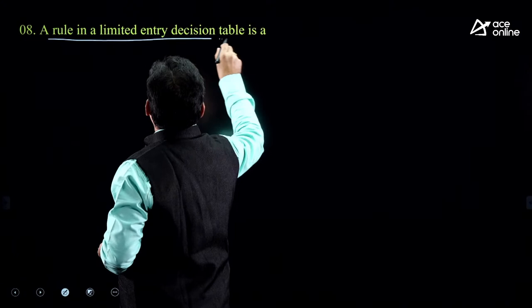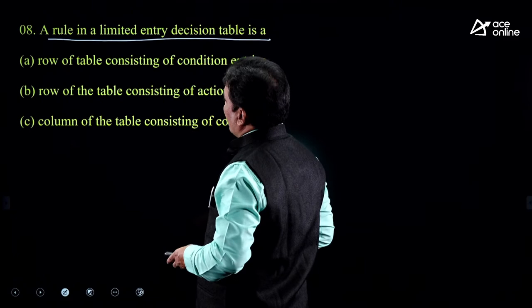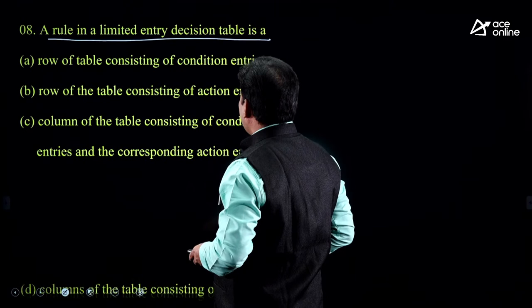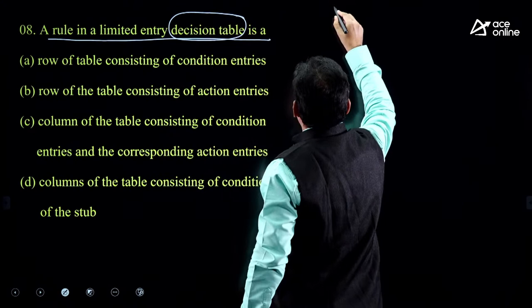The options are: a row of the table consisting of condition entries; a row of the table consisting of action entries; a column of the table consisting of condition entries and the corresponding action entries; a column of the table consisting of condition stubs. So first of all, what is a decision table? Any decision table consists of, we'll discuss this.